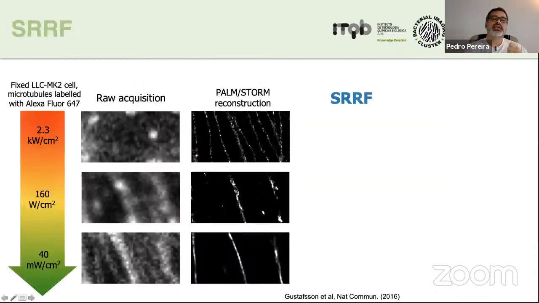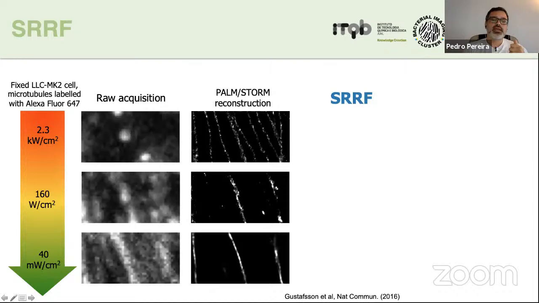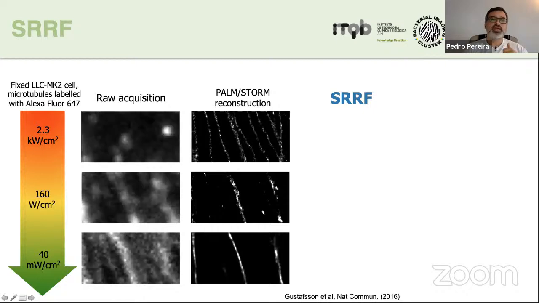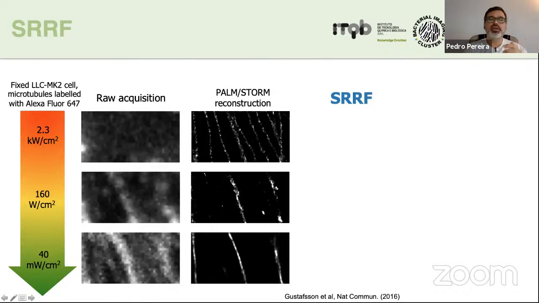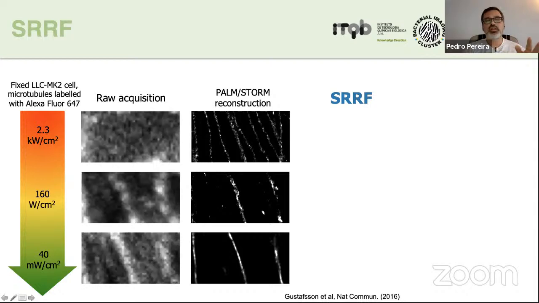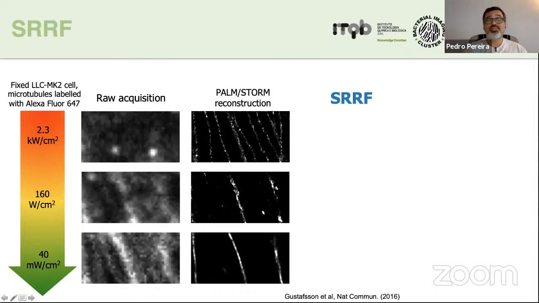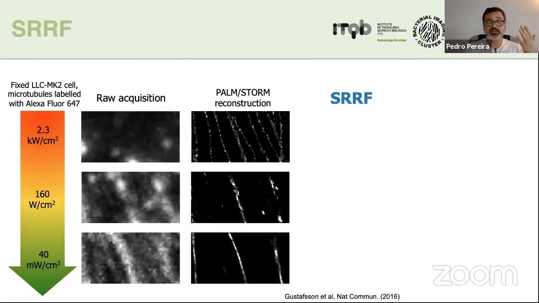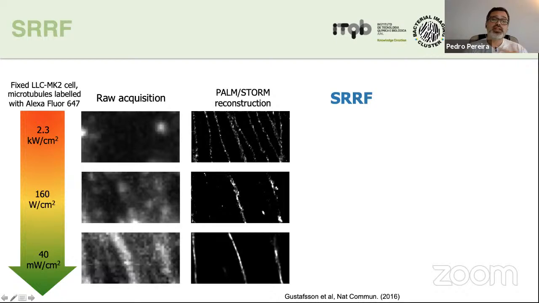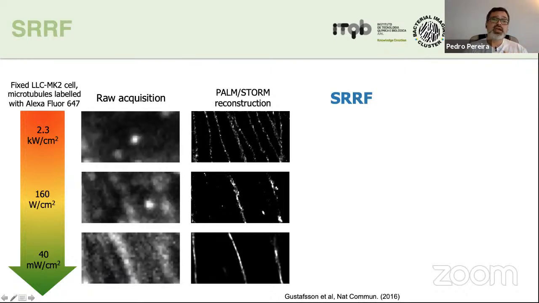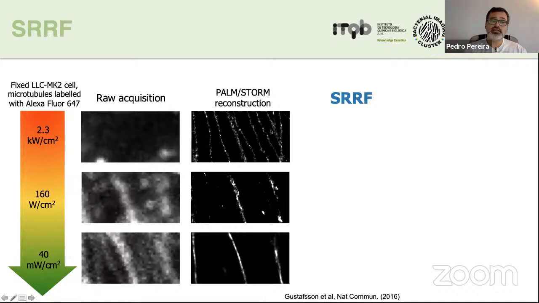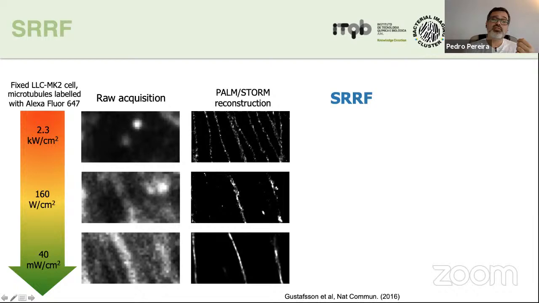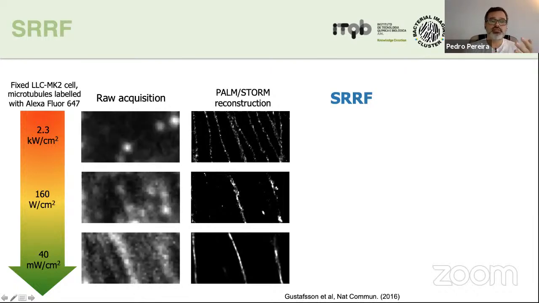So what happens? Here, what you have is the same data set where we reduced the laser power, okay? And because we reduced the laser power, we go from a nice, sparse, single molecule acquisition to basically a wide field image where everything is happening at the same time. Obviously, if you use classical reconstruction algorithms, if you have nice single molecule data, you have nice single molecule results. However, if you use more wide field-like images, you lose lots of information.